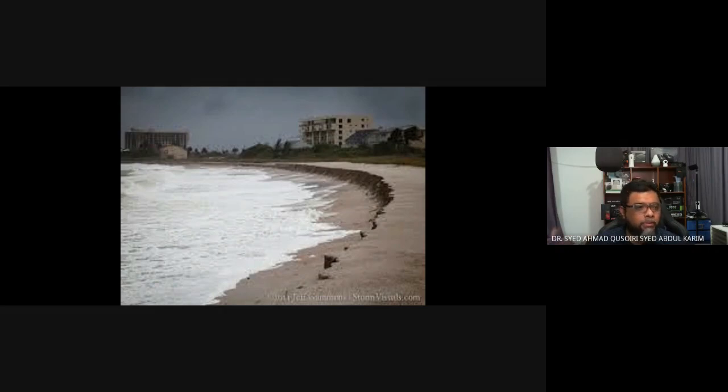Okay, so you are building something at this part of the beach, but the effect due to waves can be felt at other places along the beach. Okay, so this is something that needs to be considered.